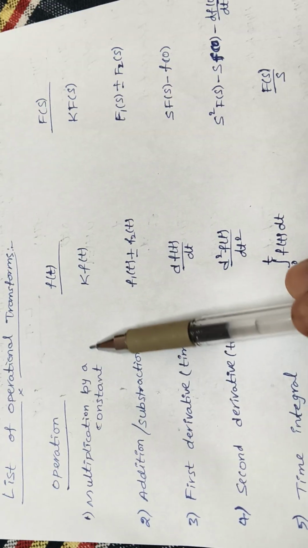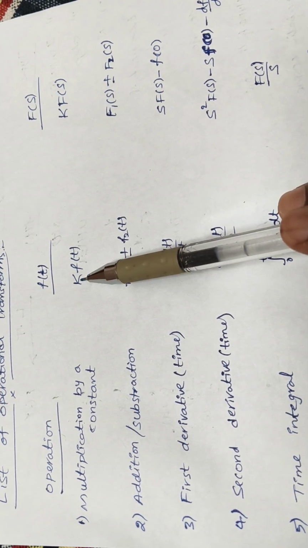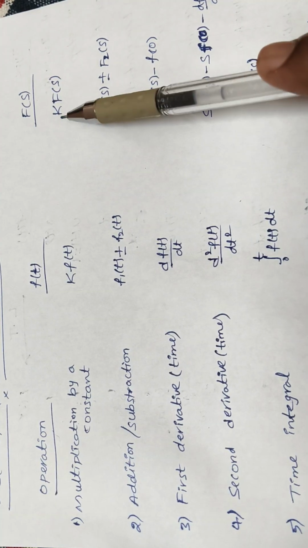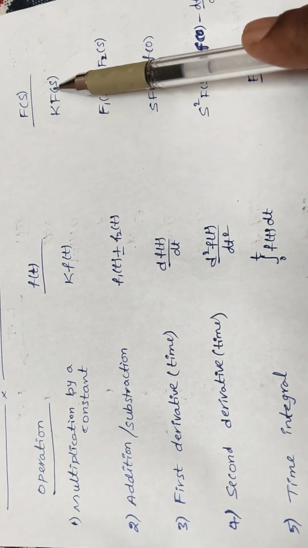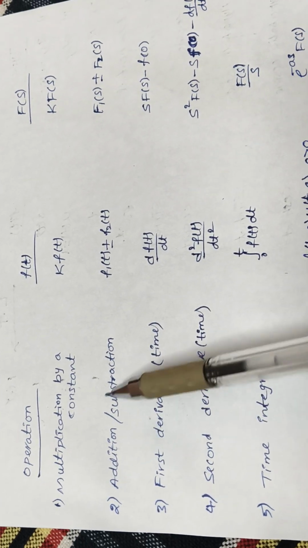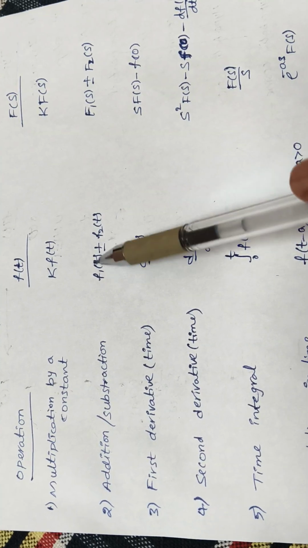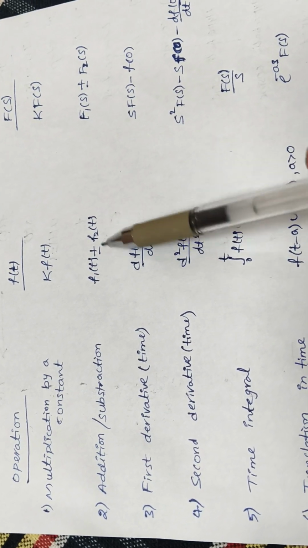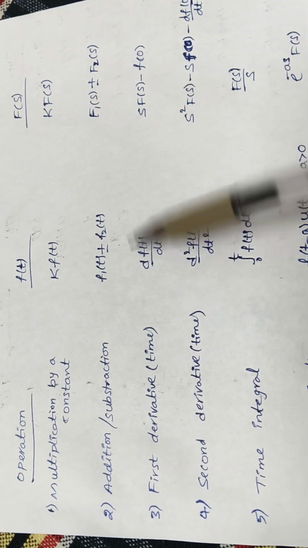So multiplication by a constant: when you have f of t and you multiply it by k in the time domain, it becomes k into F of s. The same k will be multiplied in the s domain also. Addition or subtraction means, in the time domain, if you are adding or subtracting two functions, the same functions can be added or subtracted in the s domain also.